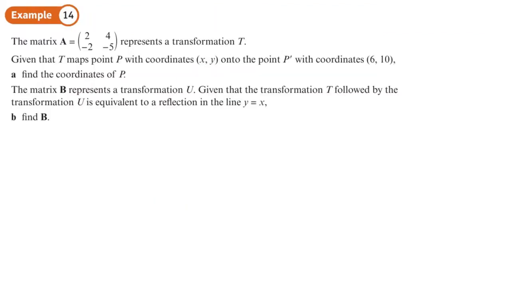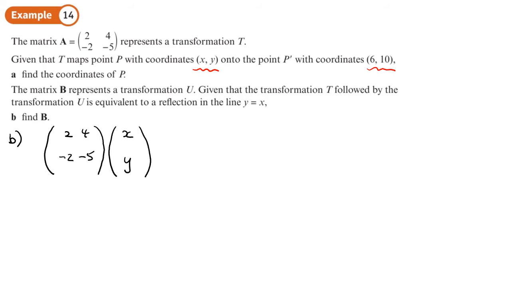So the matrix A represents the transformation T. Given that T maps the point P with coordinates x, y onto some new point 6, 10, find the coordinates of P. So let's write out what's going on here. We apply this transformation 2, 4, minus 2, minus 5 to these points x, y. And what happens, those points end up going to 6, 10. Okay, so remember this is the matrix A.